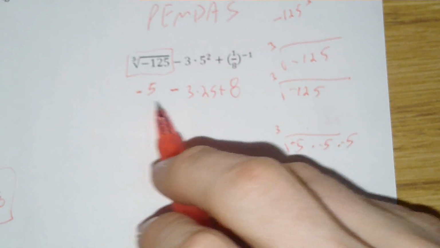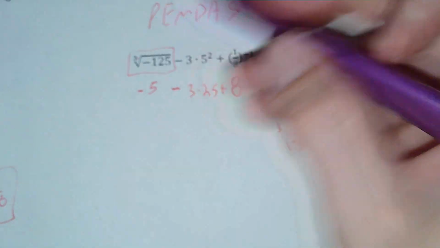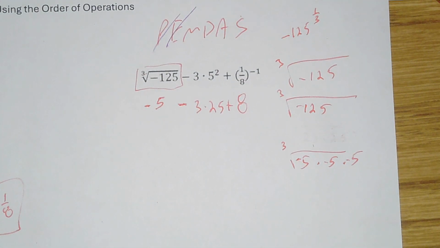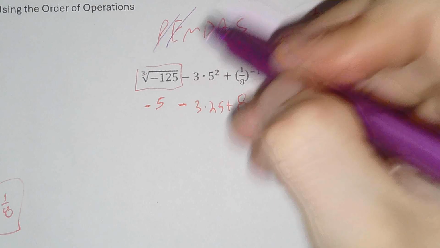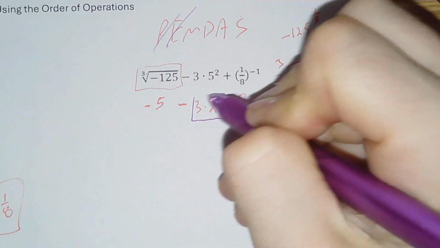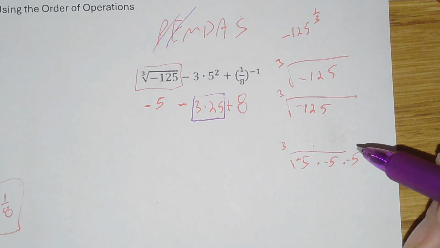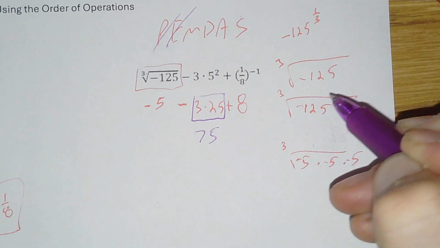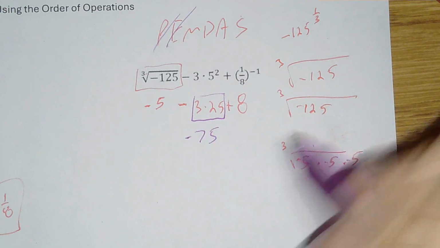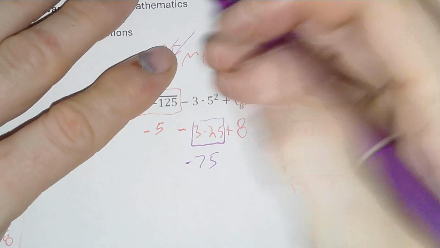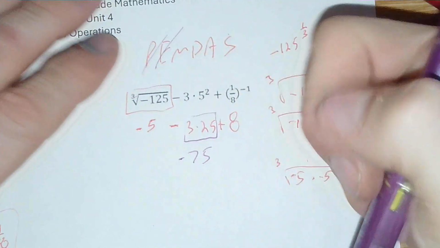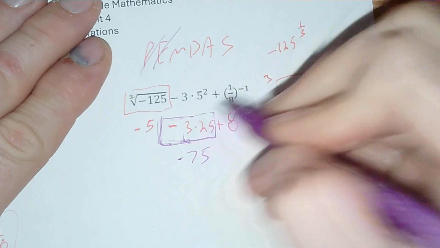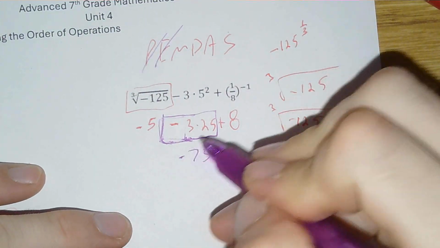Now I look at everything. I'm looking at my negative signs. I got my parentheses done and my exponents done. Now I look at my multiplication, which is right here. I have 3 times 25, which is 75. Technically, if you want to be technical about it, it's -3 times 25, so it's negative 75.